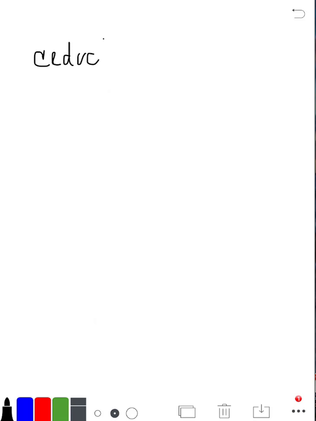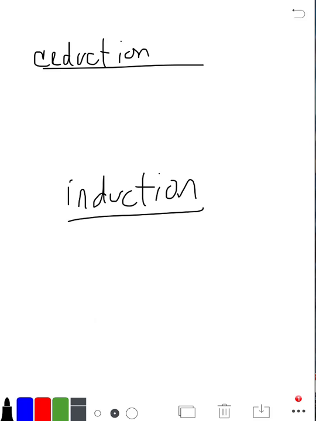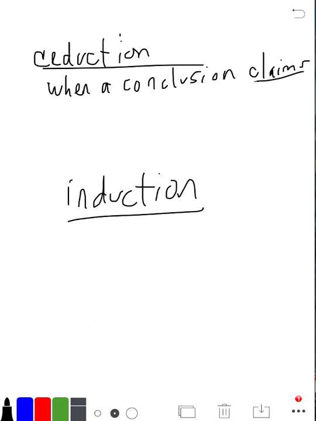Deduction. I could talk about this a lot. This is so much new pen, I'm so excited. Okay, deduction. This is an argument. All right, this is very important. A deductive argument is when a conclusion claims to, notice this is a very important part, claims to. It's not saying that it does. It's saying it's claiming to follow.